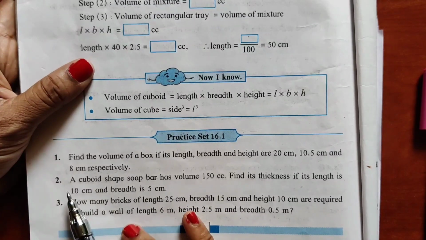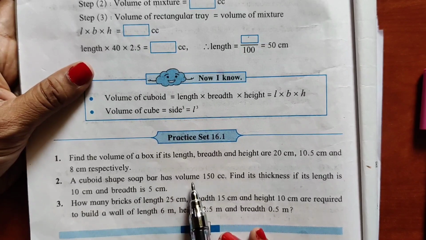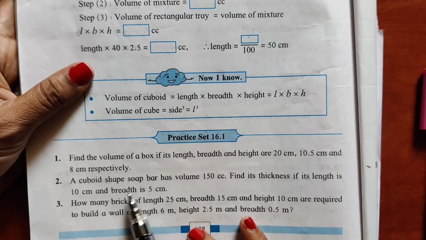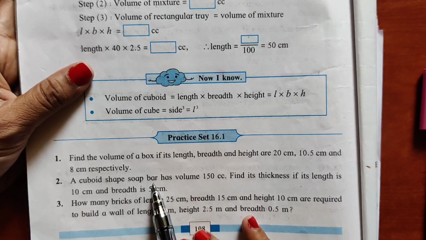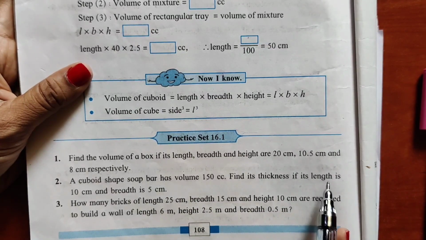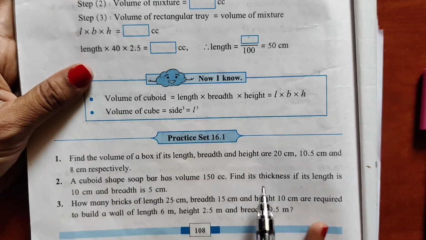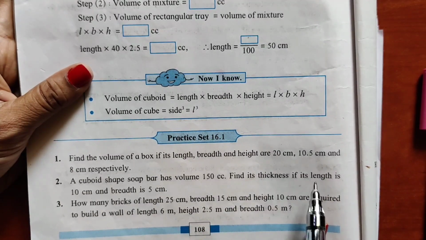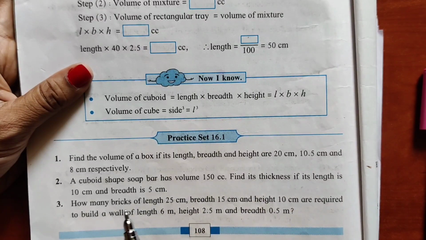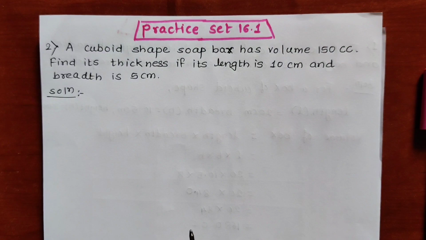Now let us read this second question. A cuboid shaped soap bar has volume 150 cc. Now volume of cuboid shaped soap bar is given. Find its thickness. We have to find the thickness. Length is 10 centimeter and breadth is 5. So length and breadth is given. We have to find thickness. That means we have to find the height. Length, breadth is given. We have to find height. Volume is also given. So let us see the solution.